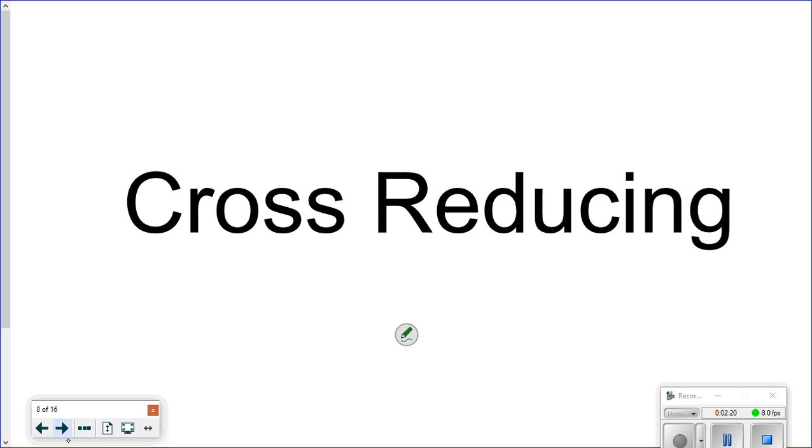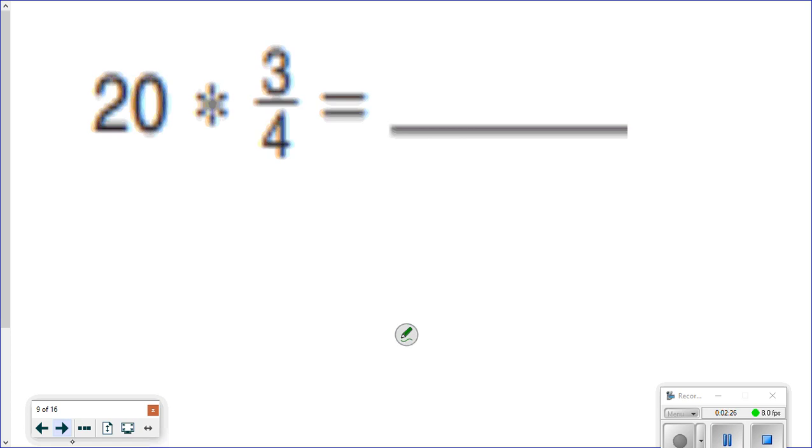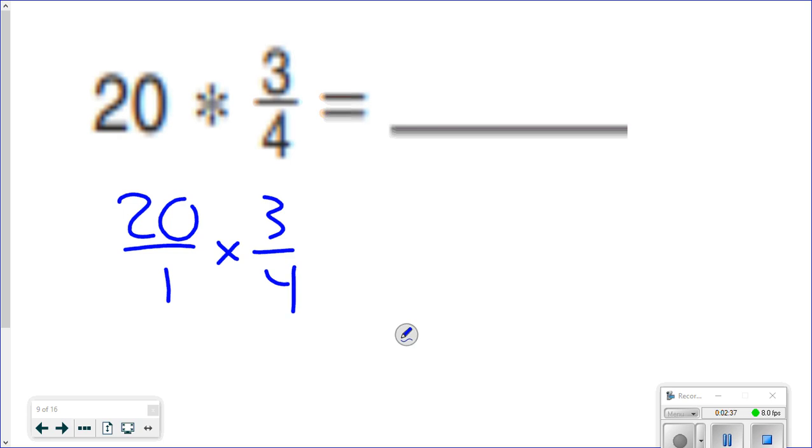Cross reducing. Now watch really closely. Before you even multiply, you could cross reduce. Watch closely. 20 times 3/4. Now, how is 20 written as a fraction? Well, I'd write it like this: 20 over 1 times 3/4. That's how you'd write this problem out, okay?